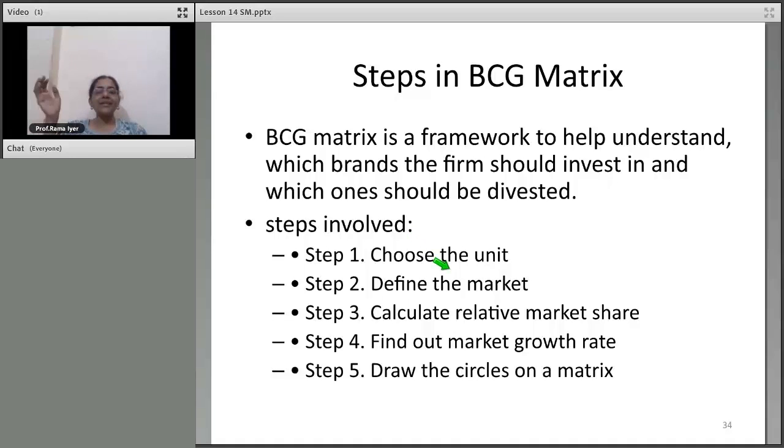Second step is what? Define the market. Defining the market means what? What is the market you are looking at? So they have given a very nice example. If you would do the analysis for Daimler, the Mercedes-Benz car brand in the passenger vehicle market, it would end up as a dog because it's less than 20% relative market share. But it would be a cash cow in the luxury car market. So which market are you targeting?